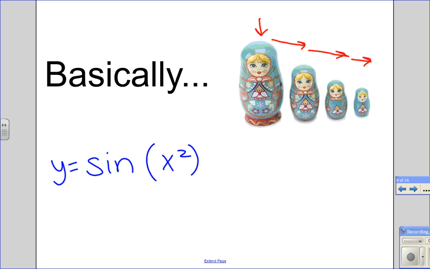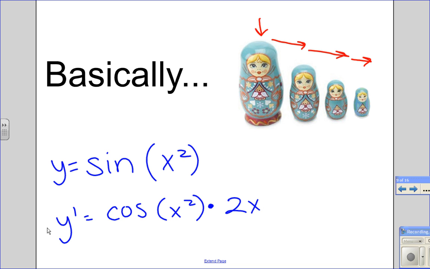So if this was y, to take the derivative of sine, we know that the derivative of sine is cosine. The first time through, you just leave the inside of the function as it is. So the first step here would be taking the derivative of just the trig function, and then working our way in, kind of like these Russian nesting dolls. So the derivative of the inside would be 2x. And there's nothing really on the inside of x. So this would be the correct answer. Not just cosine of x squared, but cosine of x squared times 2x. That's the derivative of the inside function. Let's practice some more.